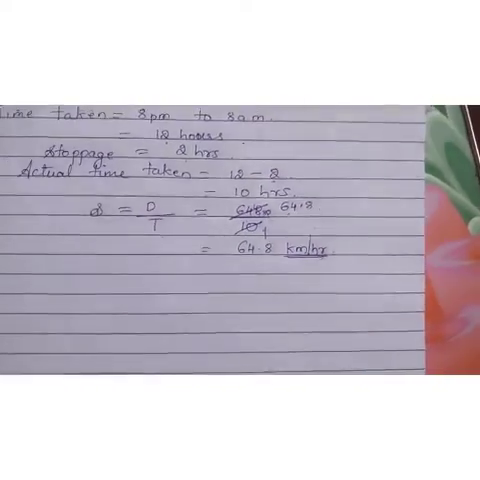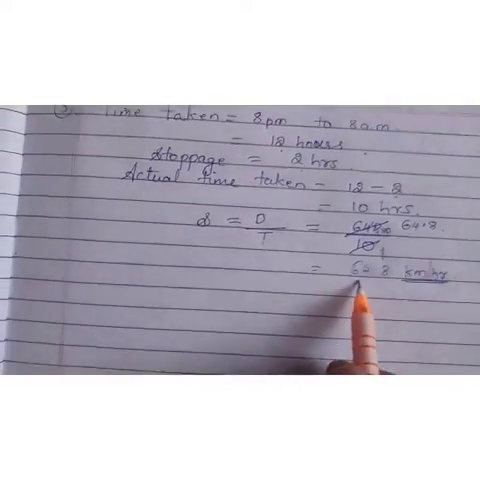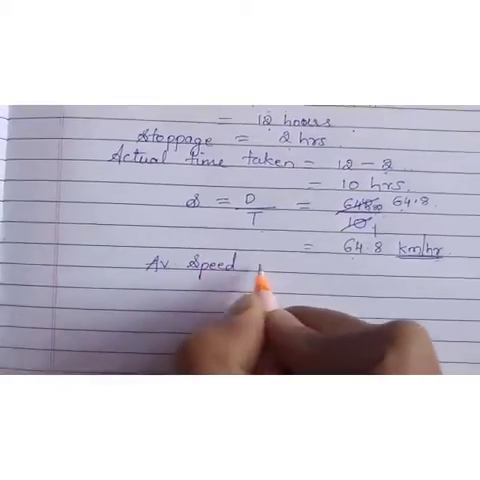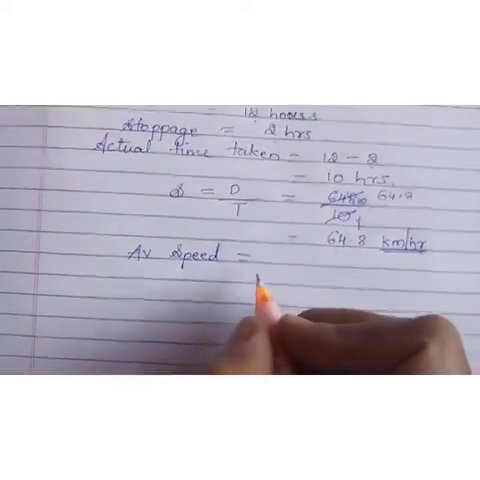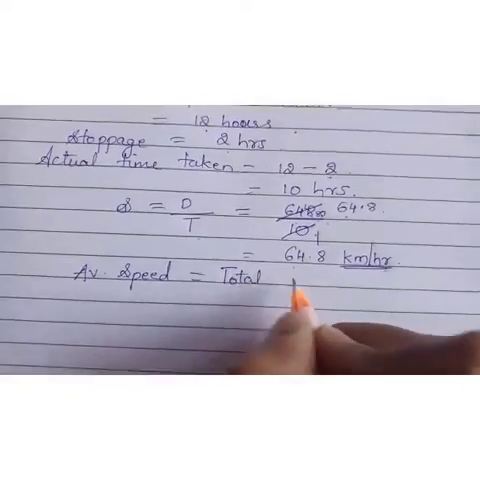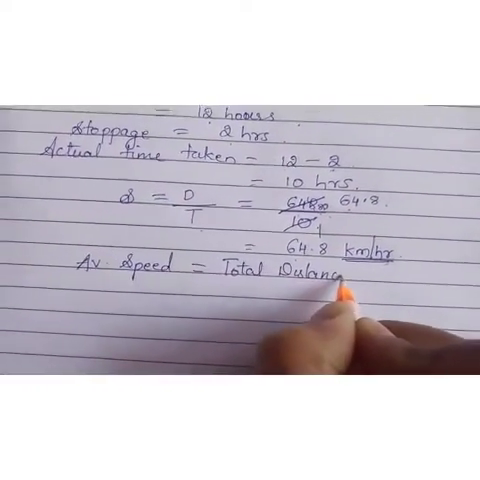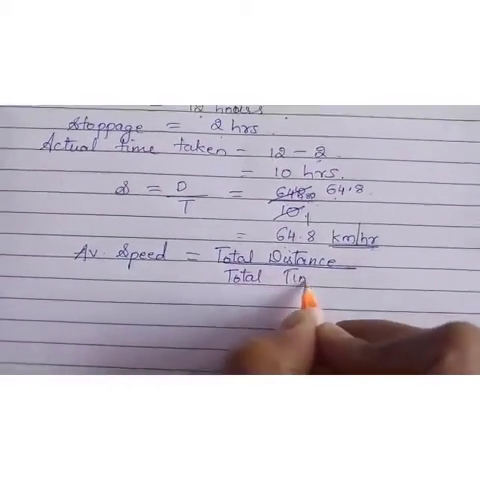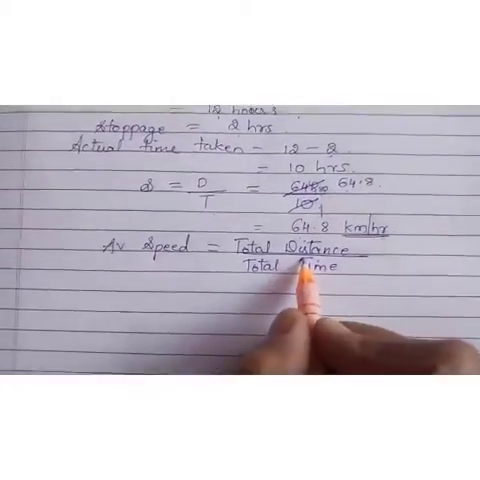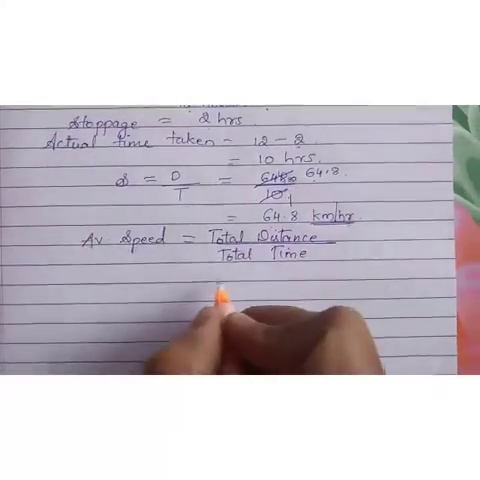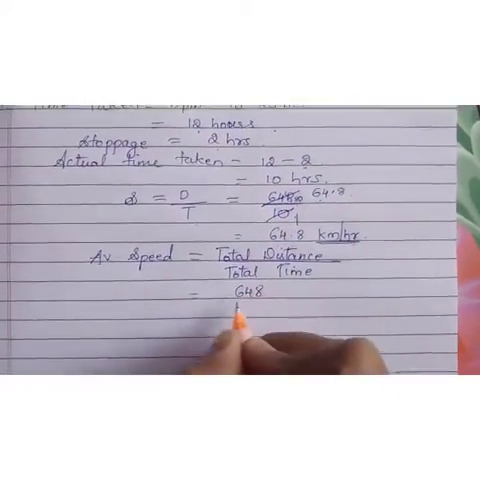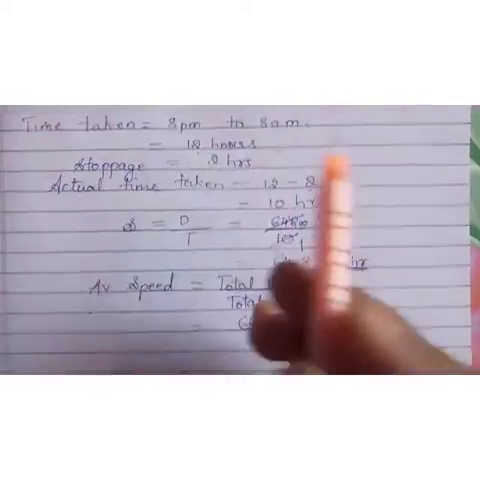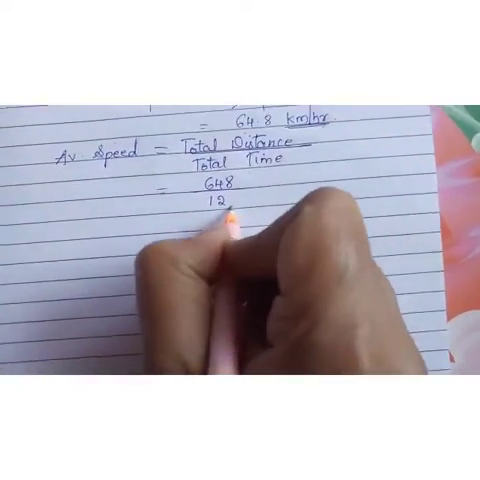Is it clear, children? Okay. Now next, this is speed, but you want to also find average speed. So what is the formula for average speed? It is total distance travelled upon total time taken. So what is the total distance travelled? It was 648 kilometers and total time taken was how much? 12 hours. So divide it by 12.